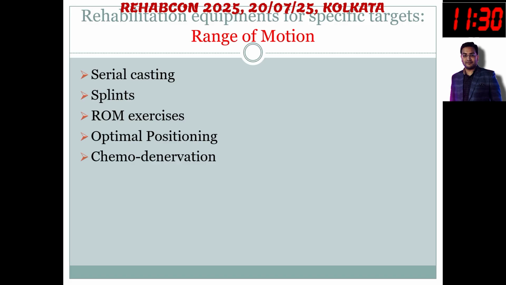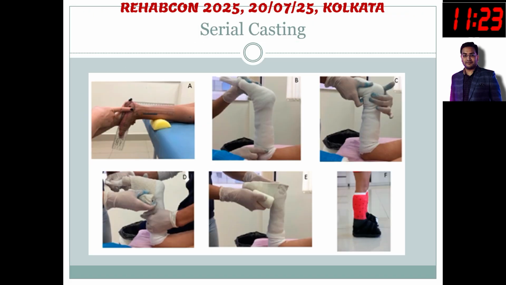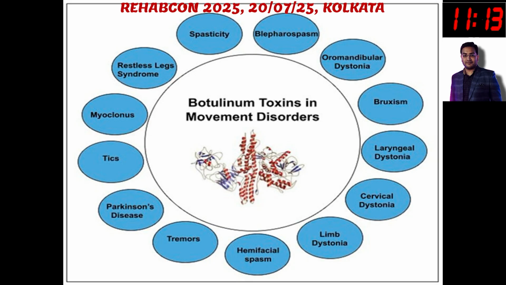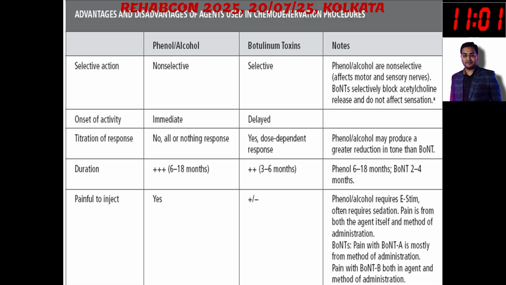This employs equipments like serial casting, splints, range of motion exercises, optimal positioning, and chemodenervation. This slide shows the gradual improvement over time in a patient's foot with serial casting. As already discussed by my previous speaker, Shomar sir, the role of botulinum toxins in various movement disorders, I'll not be going into the details of the various disorders. The advantages and disadvantages of various agents like phenol or botulinum toxin.